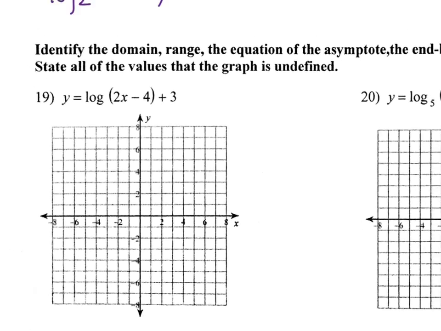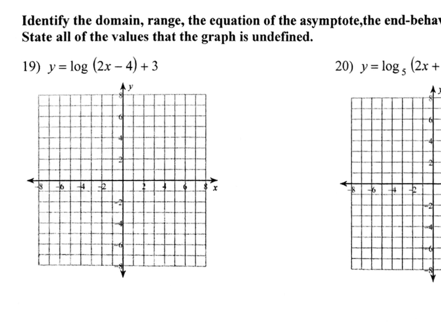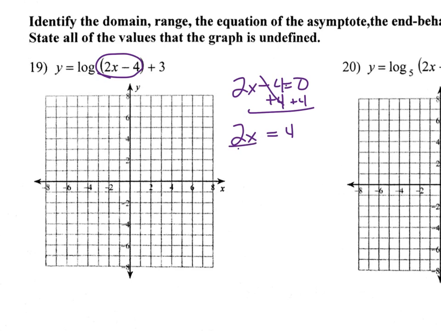Right down here, you have to find the domain, range, equation of the asymptote, the end behavior, and sketch the graph. State all the values the graph is undefined. There's a lot of stuff happening. So remember, the asymptote is when this is equal to 0. You should be able to do all end behavior for this without actually graphing it, but we'll graph it first because I guess it's easier.